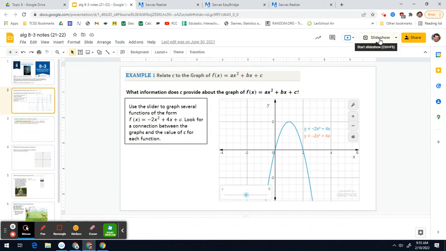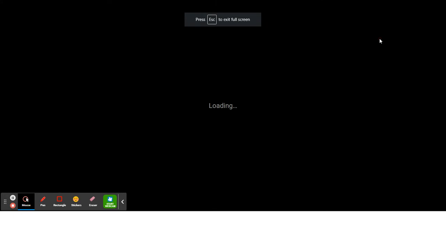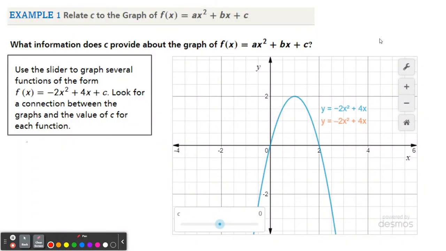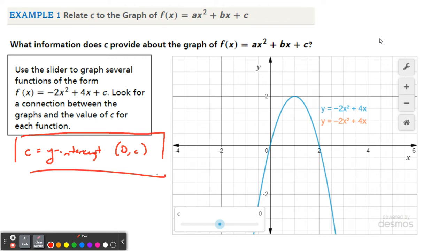All right, so let's talk about that more formally here. We're going to write down that C is equal to the y-intercept, and of course, that is the point 0, C. So over here, this blue graph is here because it has a plus 0. So its y-intercept is 0, 0. If I put a minus 3 at the end of this red equation, now it's going to shift the y-intercept down 3.